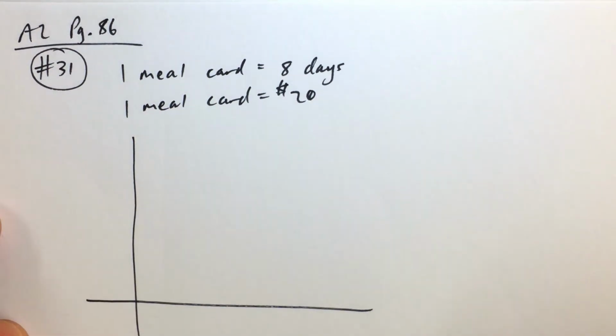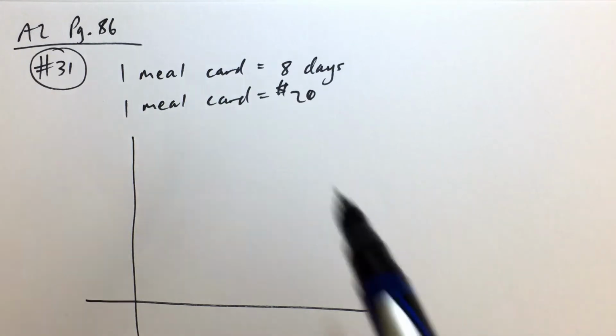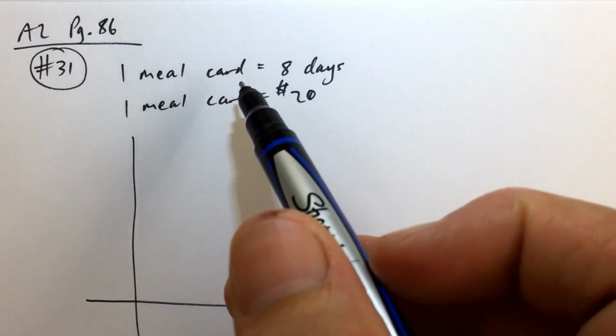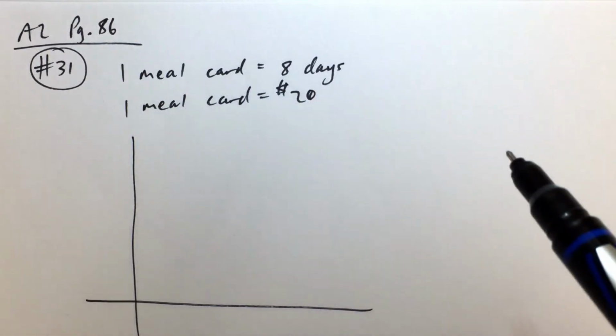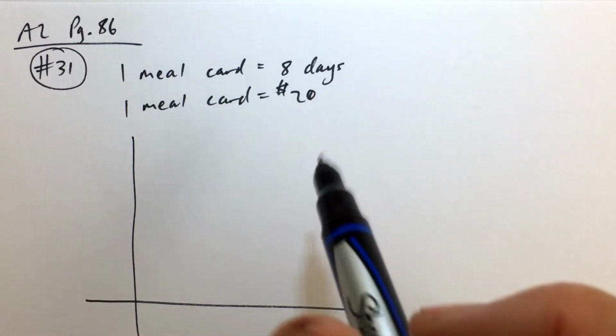In problem 31, we're being asked again, just like number 30, to write and graph an equation to represent the situation. If I look at the information given, we're given basically 3 pieces of information, which is unusual in a linear application problem. We're given that meal cards cost $20. Each meal card lasts 8 days, and so there are a few variables.